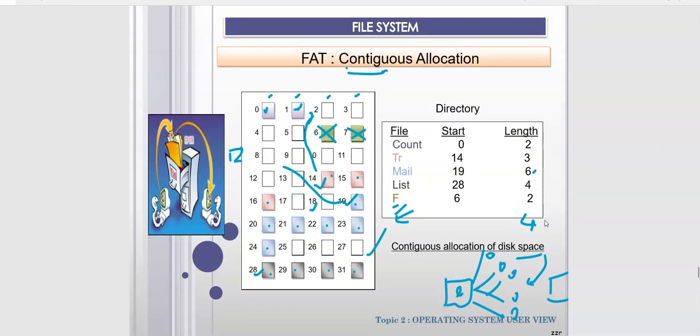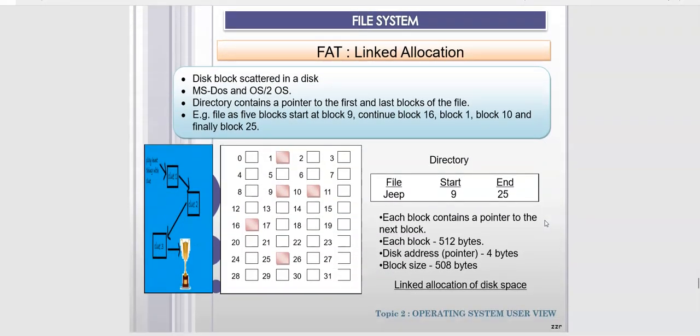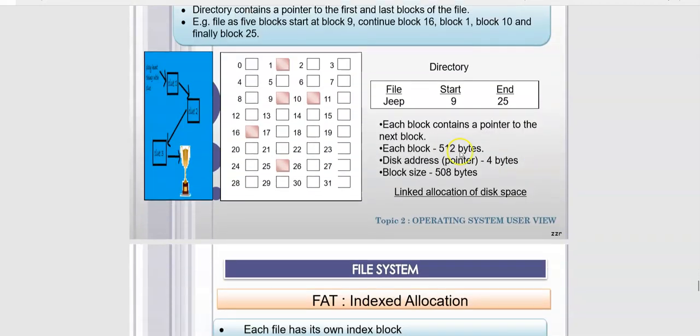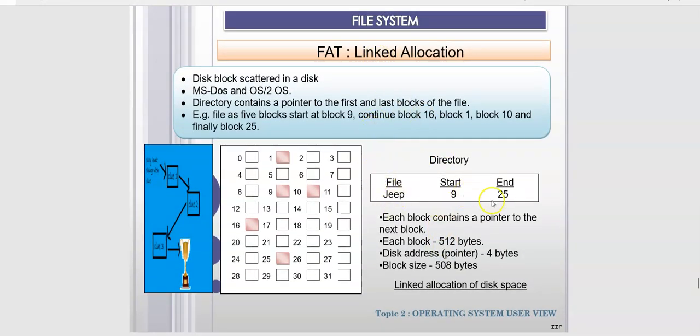Okay, so I think enough with the contiguous allocation. Okay, next kita tengok link allocation ataupun chained allocation. So, chained allocation ni macam mana pula? Kalau tadi, dia susun cantik: 0, 1, 6, 7, kan? Dia bagi start point, dia akan bagi length. Tapi kalau link, apa yang link dia? Apa yang link dia ialah dia akan bagi pointer.